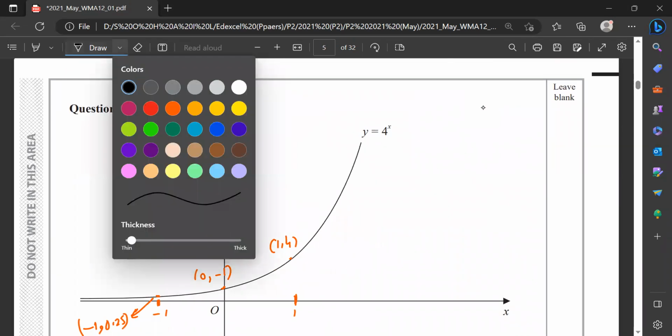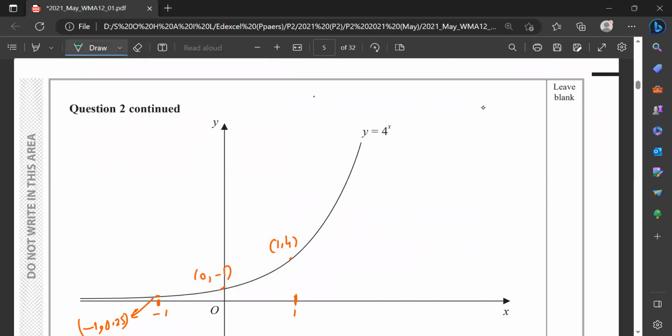Keep in mind that this is part A, part 1, and it is y equals 2 to the power x. The same x values you can use. For x equals 0, what is y? y equals 2 to the power 0, which is 1. So 0 comma 1. This point is common to the graph of y equals 4 to the power x and y equals 2 to the power x.